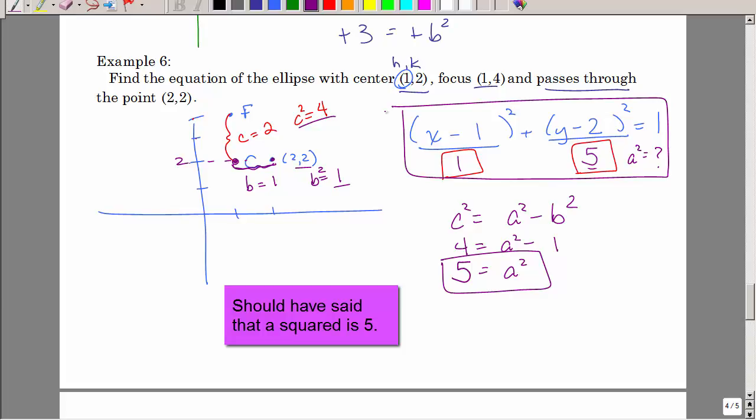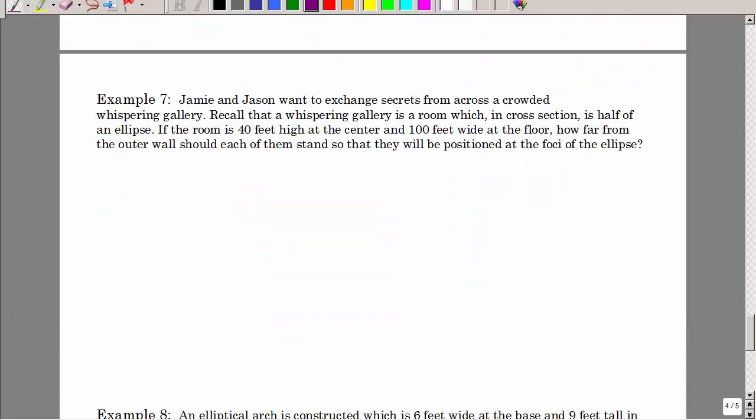It's kind of like putting together a puzzle. Fill in what you have, kind of figure out how to make the other pieces fit. Now we're going to talk about a whispering gallery. I really would like for you to Google a whispering gallery and see if you can come up with some real-life examples. There are. I've been in one.